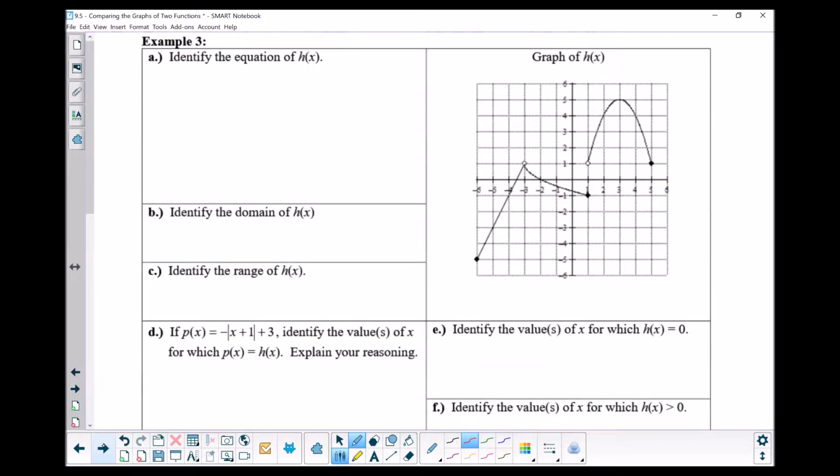Example 3 starts off with a doozy. It says, identify the equation of h of x. So we know that this is going to be a piecewise function. So we're going to start right away writing h of x, preferably somewhere in the middle of the box. You can probably look and guess, and if you want to type this into the chat, I'll open it up. How many pieces do you think will exist in our piecewise function? I'll give you a second to think and enter that number into the chat. How many pieces will be in the piecewise function?